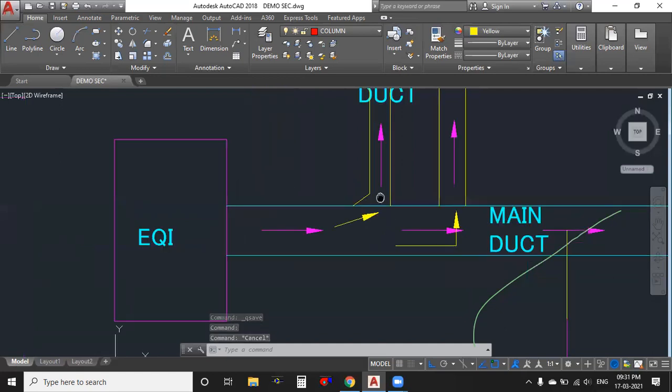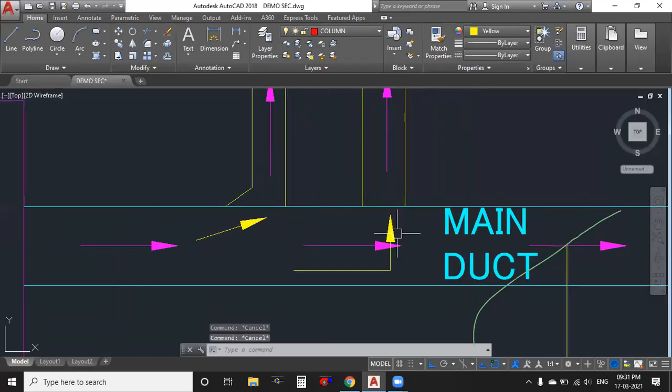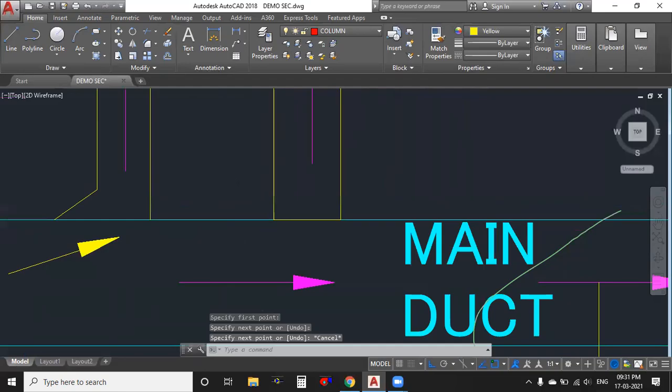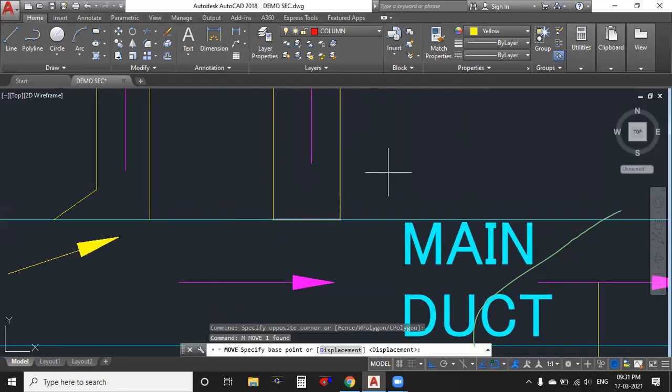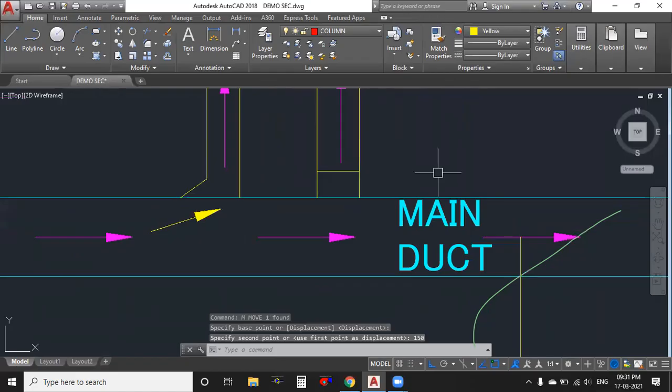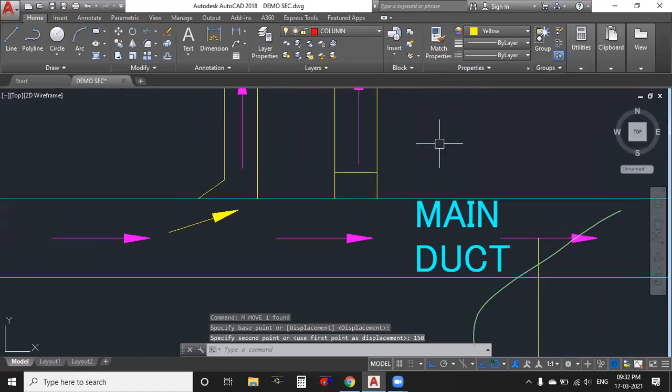So how are we going to find this shoe neck size? Here I am going to make the shoe neck. L, enter, for line. Select from this end to this end and select this line. M, enter, for move. You should move 150 mm, which means 6 inches. Which side is your airflow for the ducting, left side or right side? Which side is the air coming from?